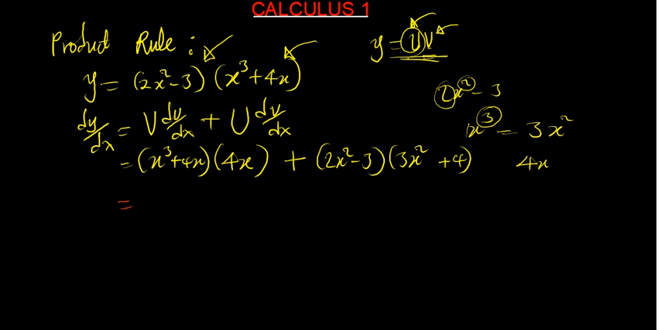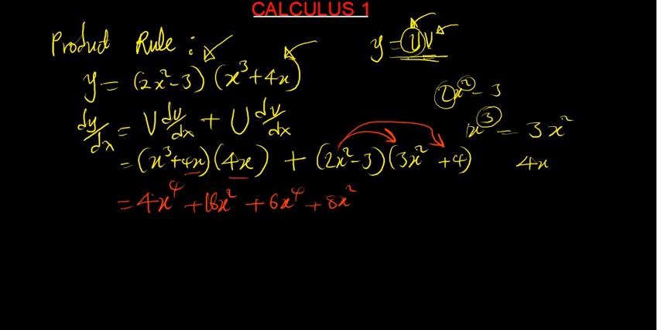So x to the power 3 times 4x, that is 4x to the power 4. And then this one by that should give us 16x to the power 2. And then going to this, that should give us 6x to the power 4, and then that by that will give us 8x to the power 2. Like that is 9x to the power 2. Then like that is a negative 12.